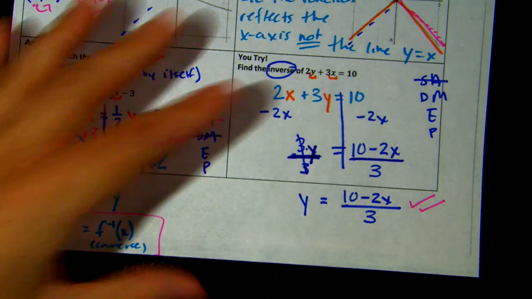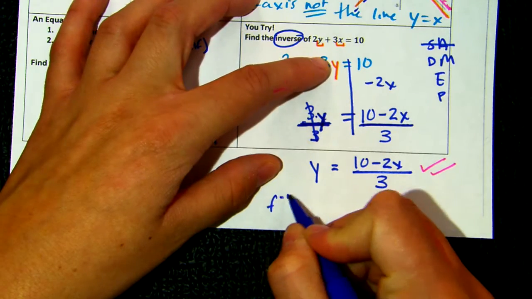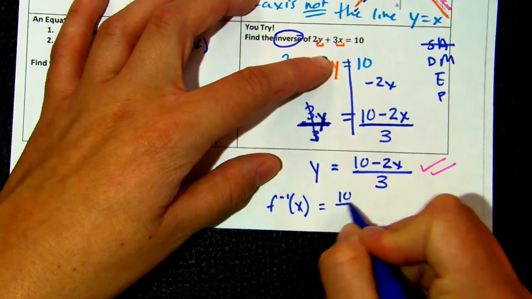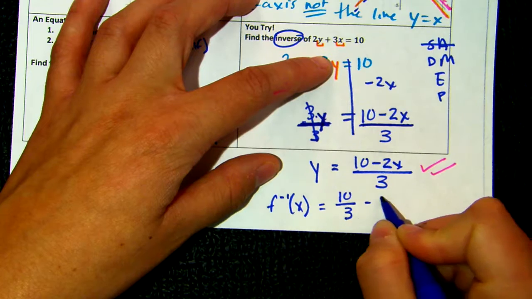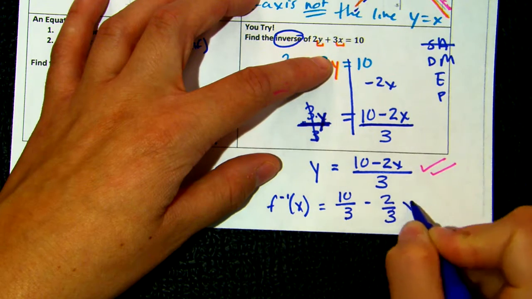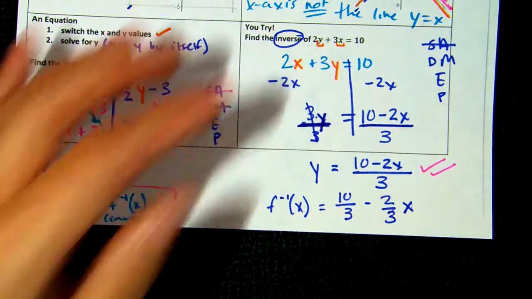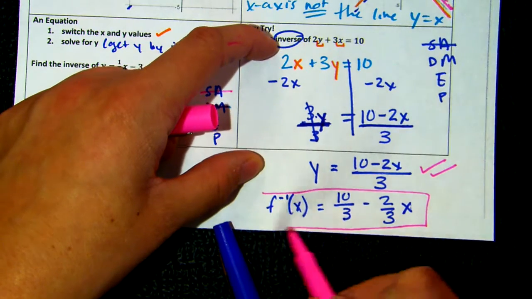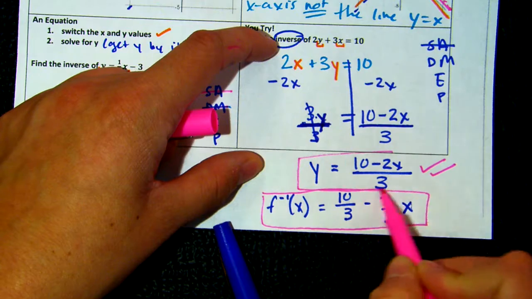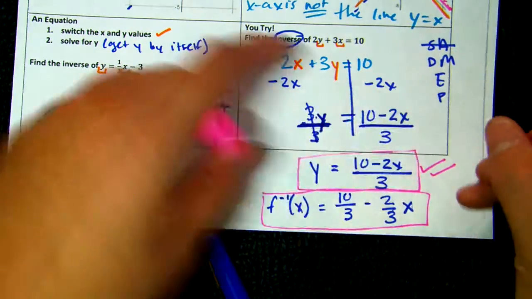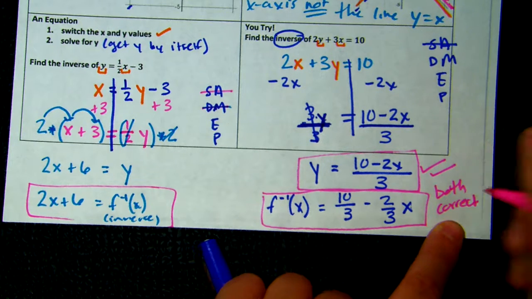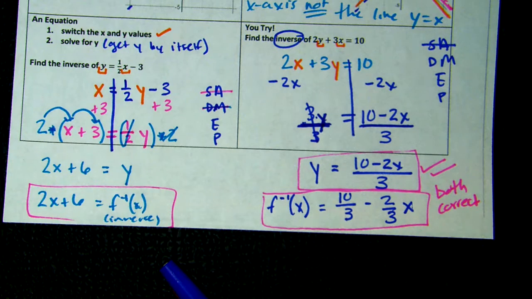But we also could simplify this if we wanted to by splitting that fraction into 2. So this would become 10 over 3 minus 2 over 3 x. Okay? So same thing, this correct answer is equal to this correct answer. They are both correct. We just need to recognize that they're equivalent even if they are simplified.